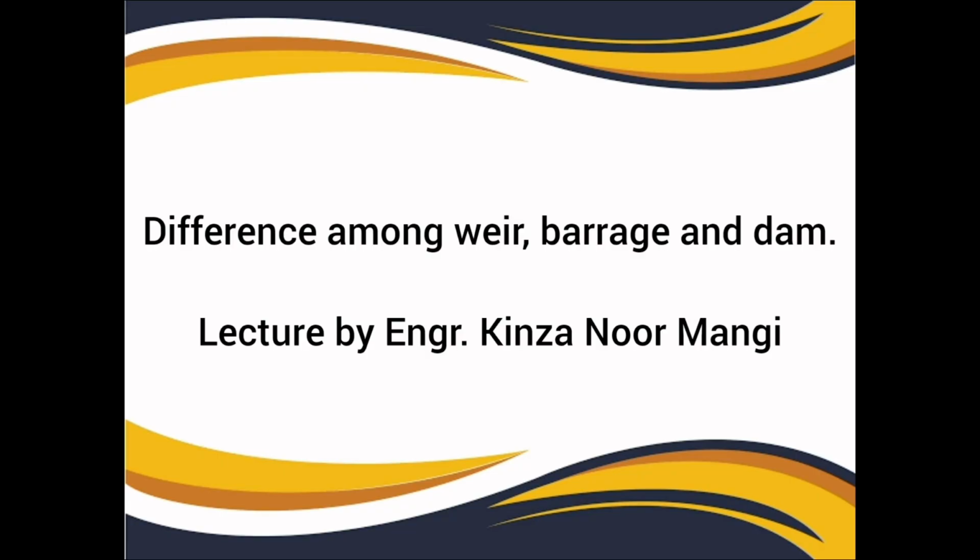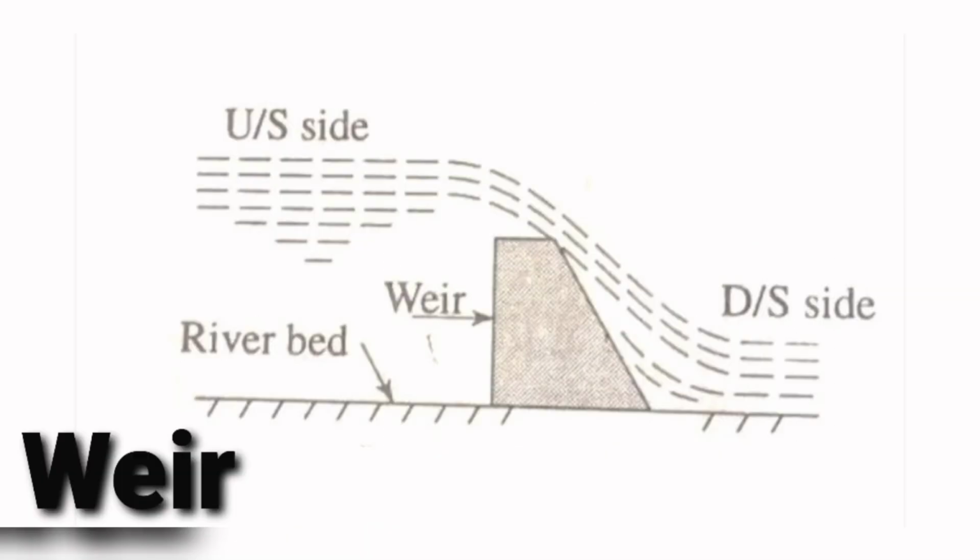So in today's lecture, we are going to learn the major differences among the weir, barrage and dam. These are the water infrastructures which are constructed to restrict or act as a barrier to the water, to make the reservoir at the upstream side. So let's start with the weir.